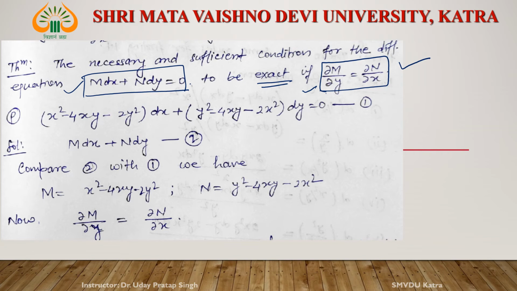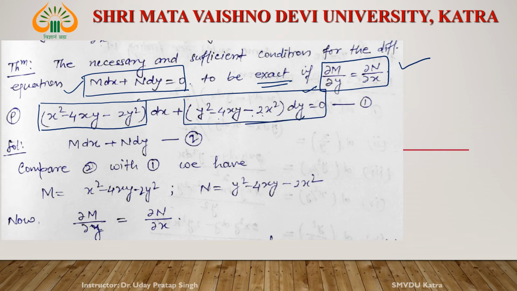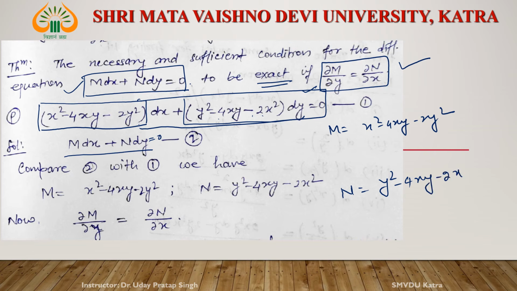So the given differential equation is (x square minus 4xy minus 2y square) dx plus (y square minus 4xy minus 2x square) dy equal to 0. First check whether the differential equation is exact or not. So compare this whole differential equation with M dx plus N dy equal to 0. What is capital M? Capital M is x square minus 4xy minus 2y square. And what is capital N? Capital N is y square minus 4xy minus 2x square.